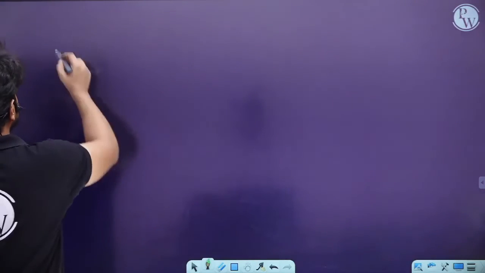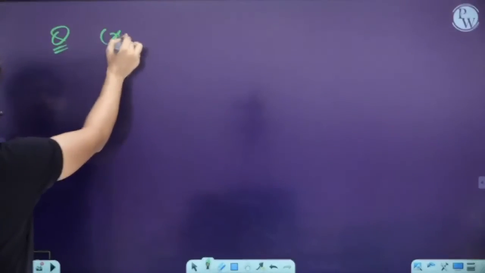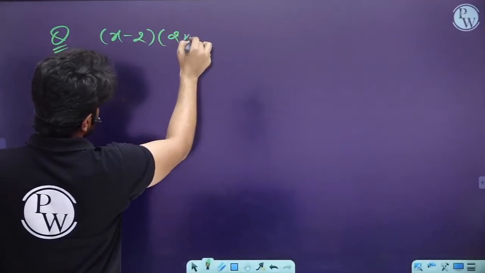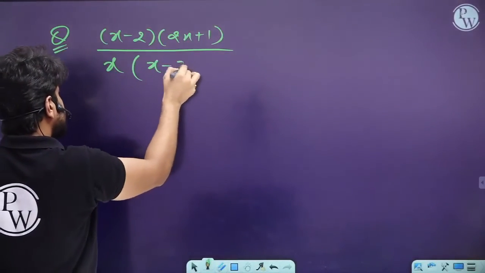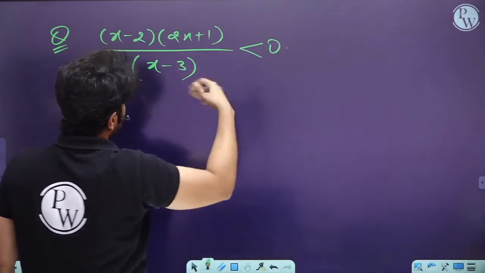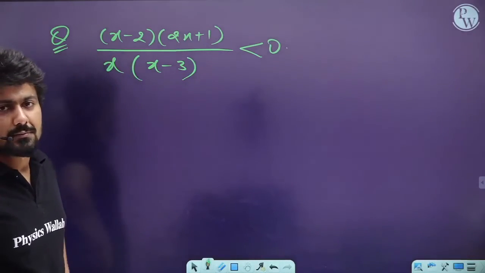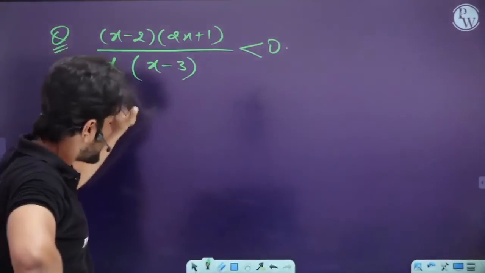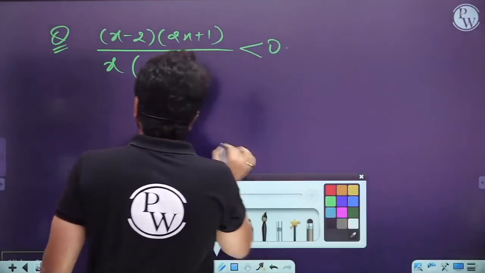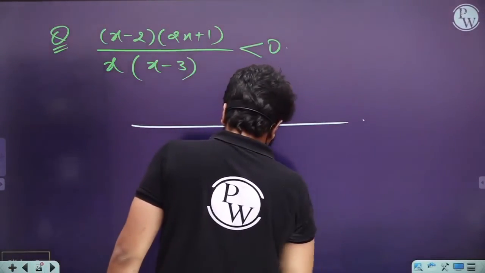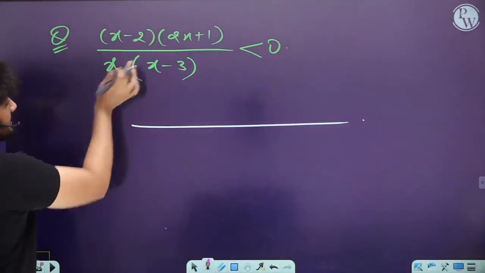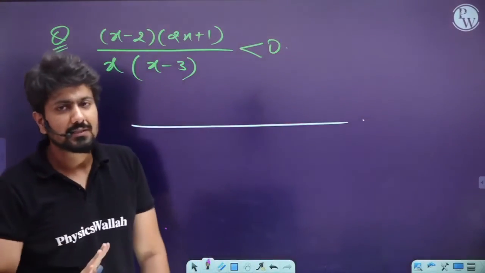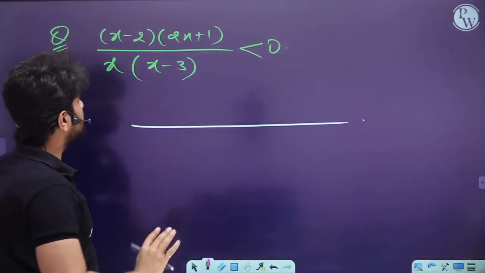So I'm giving you a few questions. Suppose (2x plus 1) upon x times (x minus 3) is less than 0. How are you going to solve this question? Let me solve this one for you, and then the rest of the questions will be your homework. Again in this question, mark the critical points. There are 4 factors this time. What are these 4 factors?